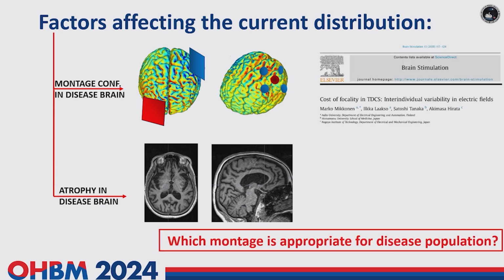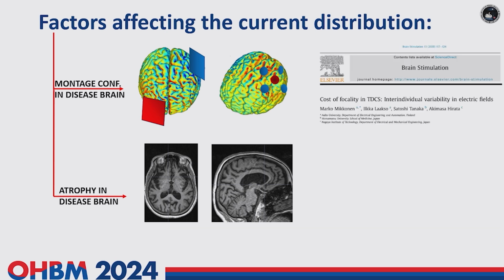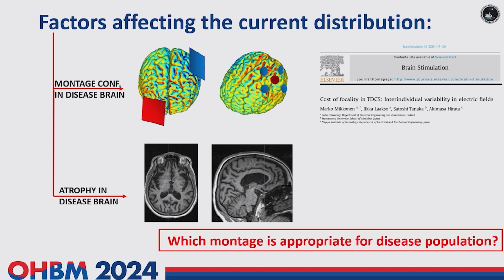It is known that HD-tDCS is more focal in nature, but it comes with a trade-off: because of the focality, it has a very high inter-individual variability. So it always remains a question in front of the clinician, when deciding which one to choose, whether to go for conventional or HD. For that, we wanted to question which montage is actually more appropriate for a diseased population.